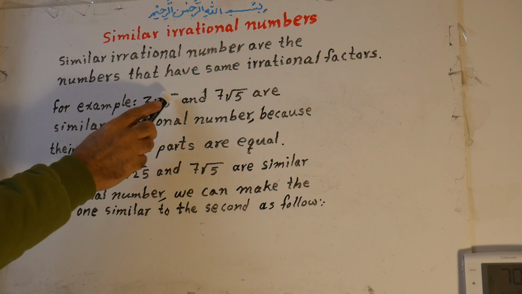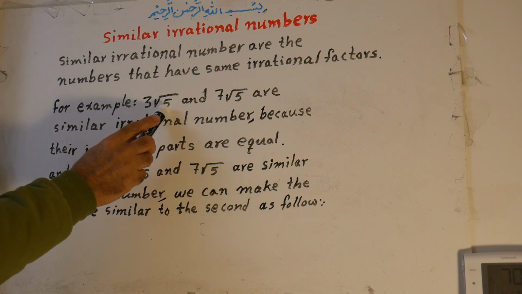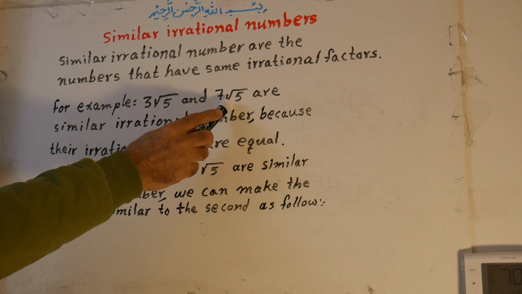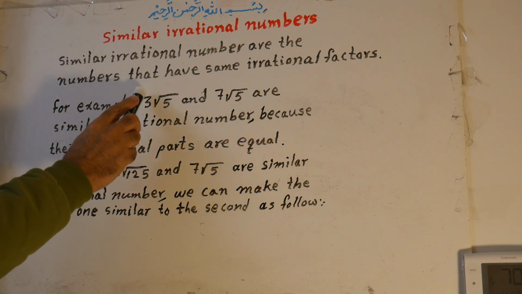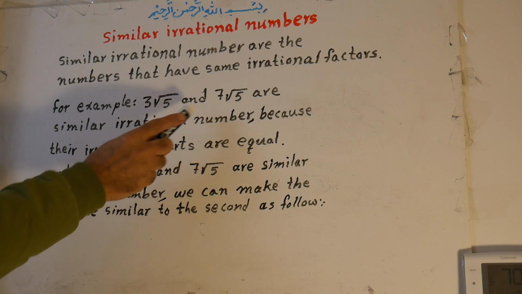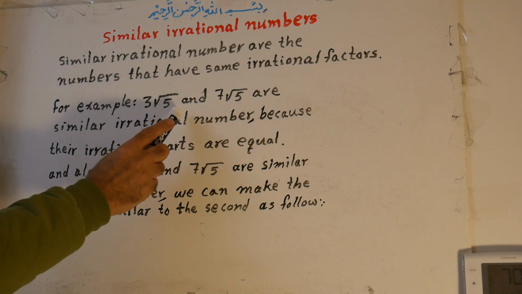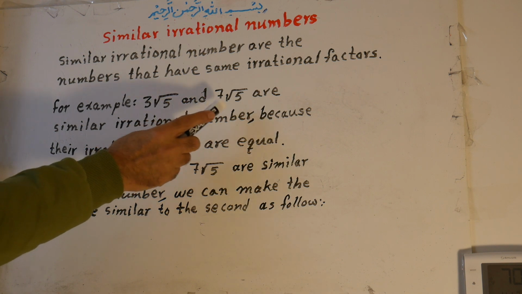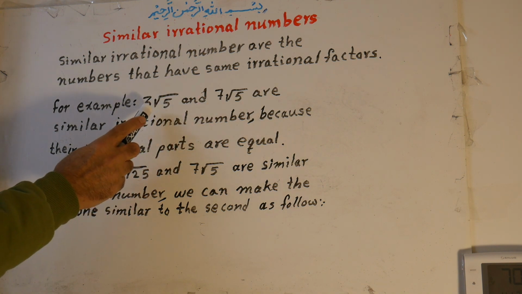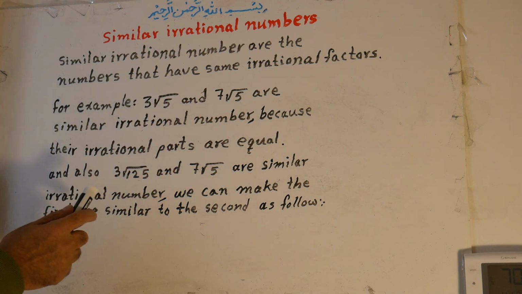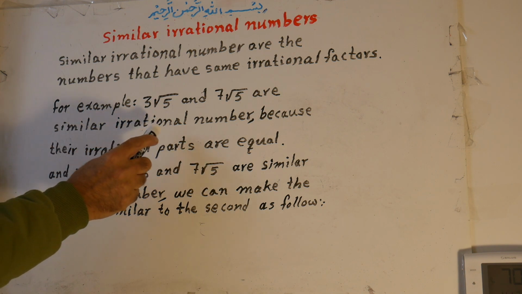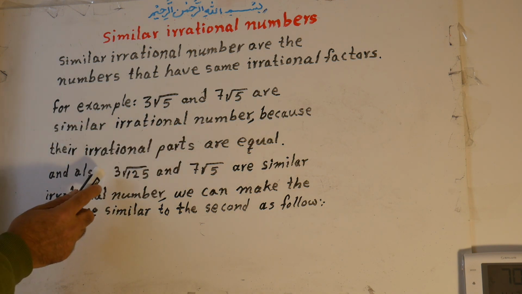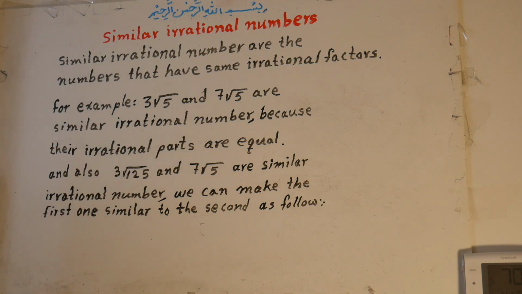You see, the square root of 5 and the square root of 5 are the same, but the rational part, or the number part, is different, like 3 and 7. But the important thing is, because the irrational part is the same, we call them similar irrational numbers, because their irrational parts are equal.